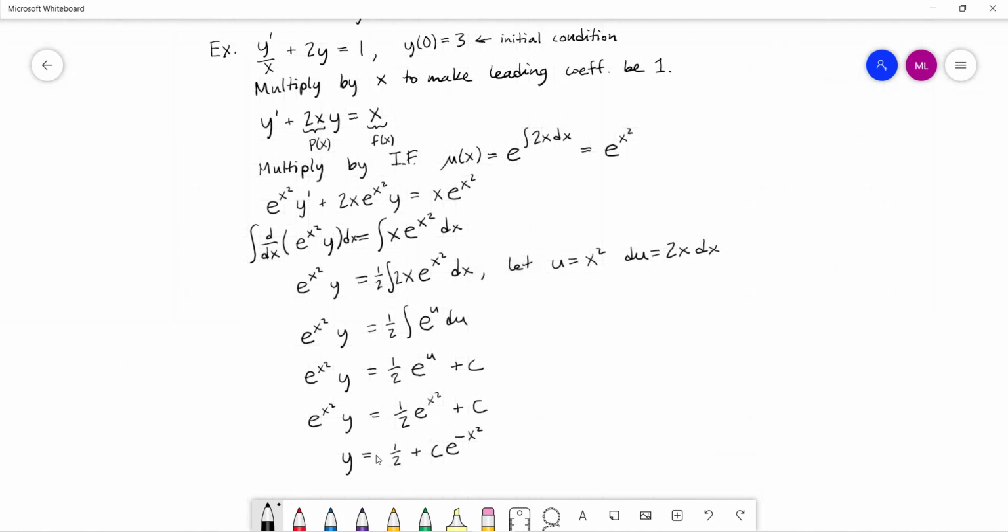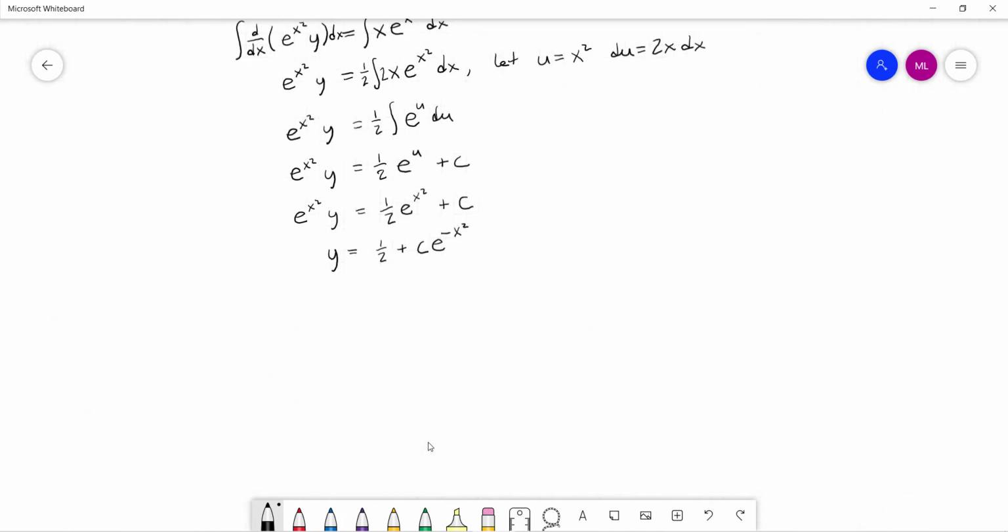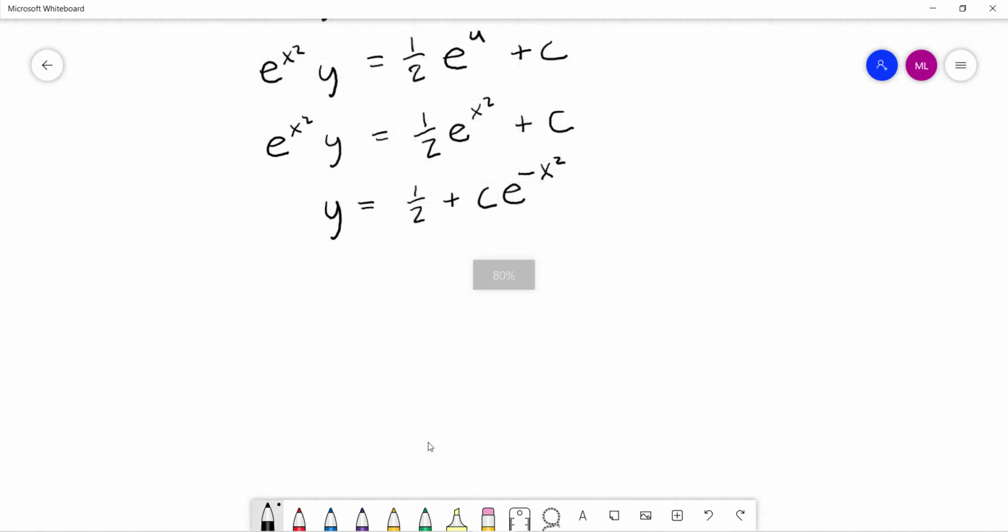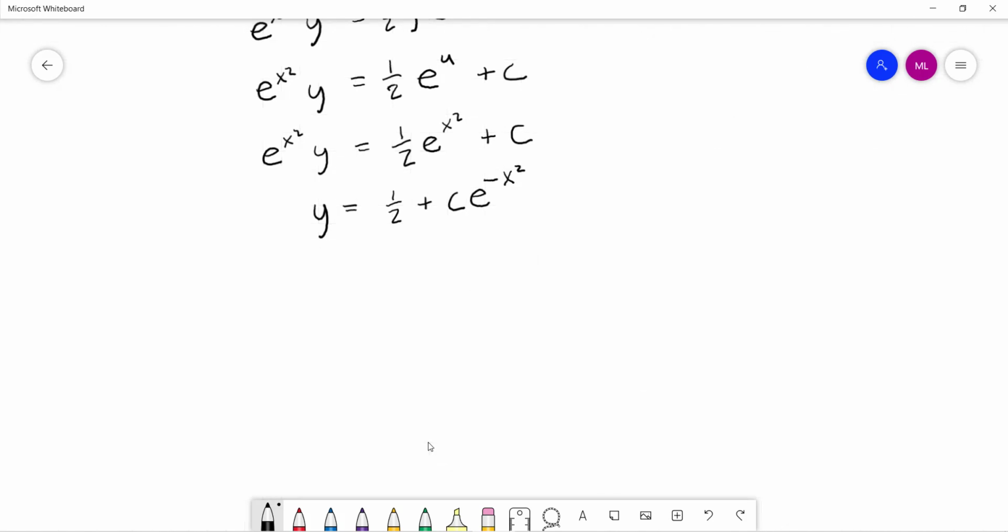Okay, so this is the general solution to this equation, but now we need to apply our initial condition to actually solve for this particular value of c. So let me zoom in and apply that initial condition. So we're going to apply the initial condition. That said y of 0 was equal to 3.